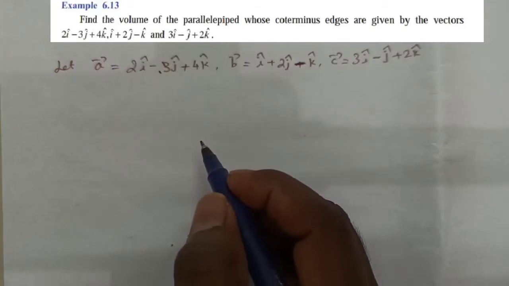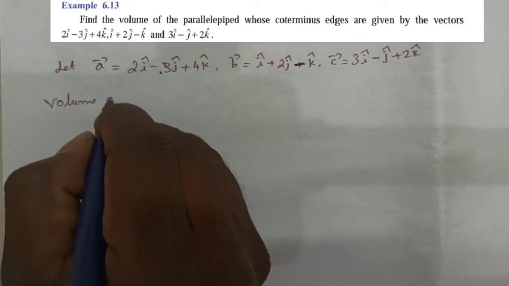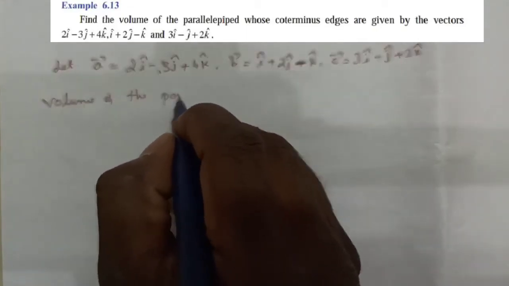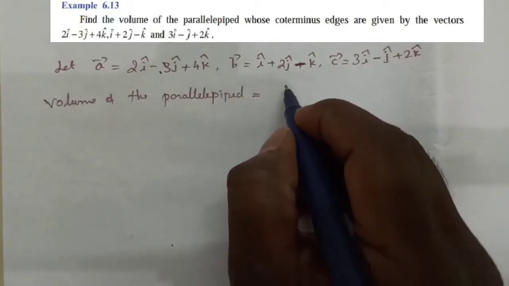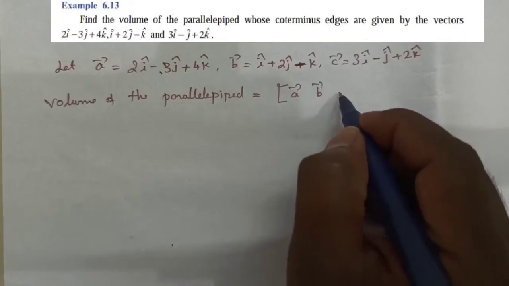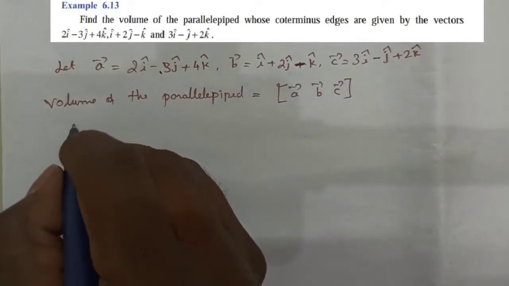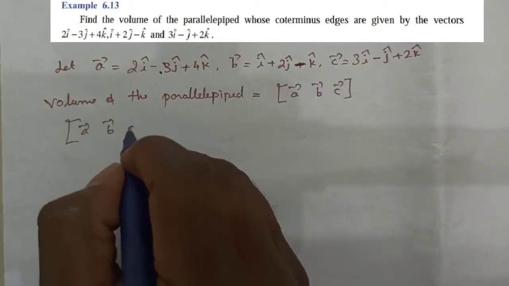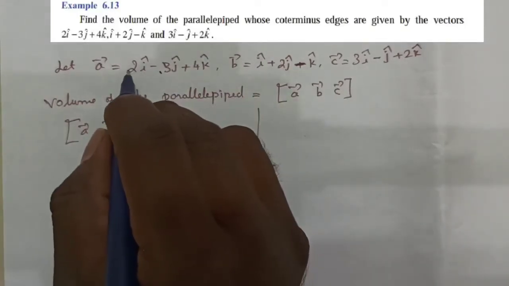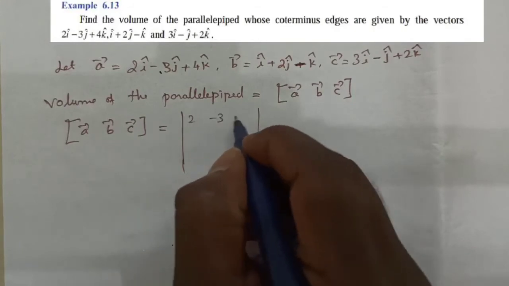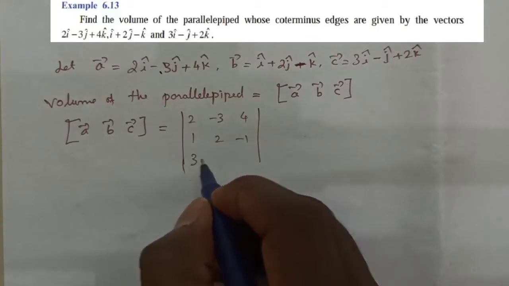Okay, we know that the volume of the parallelepiped is nothing but the box product of a vector, b vector, c vector. This is the formula. The box product is nothing but the determinant value of the entries: first row 2, -3, 4; second row 1, 2, -1; third row, c value, 3, -1, 2.